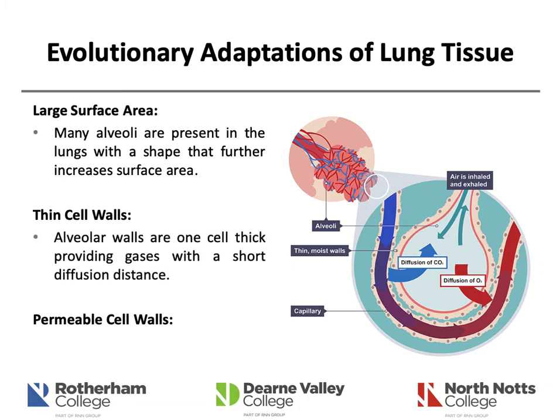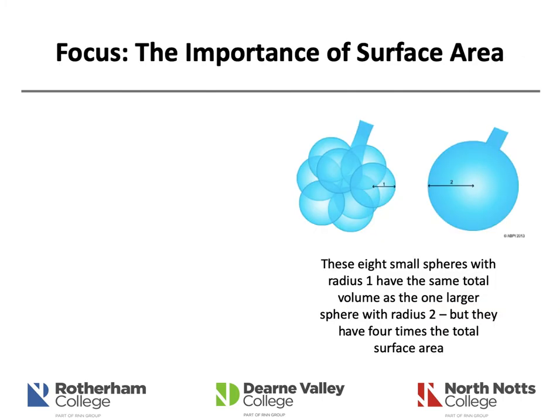It has thin cell walls, and having a thin wall basically means diffusion can happen much more efficiently. And also, the alveoli are permeable. The tissues within the alveoli allow gases to pass through.